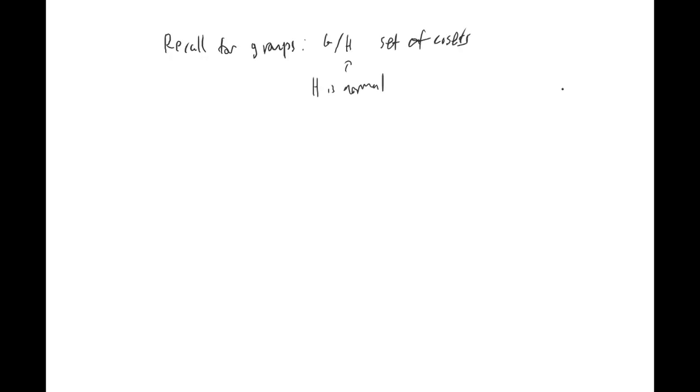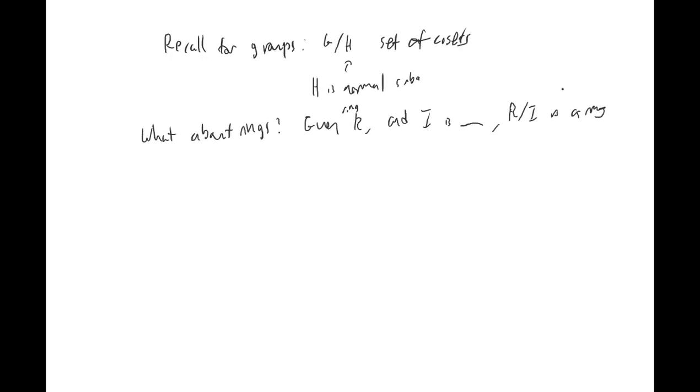So what about rings, right? Given a ring R and some I, we want to say R mod I is a ring. So what's this I? What's the equivalent of a normal subgroup in a ring? It turns out it's an ideal.